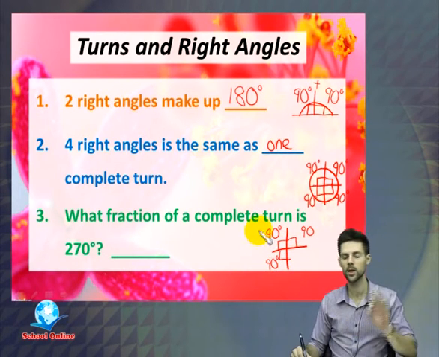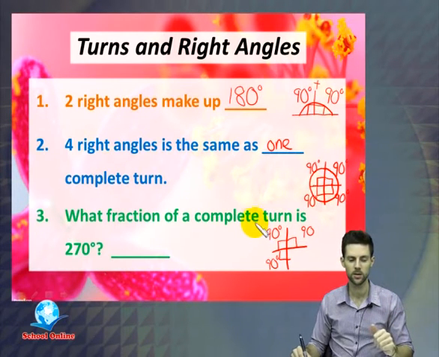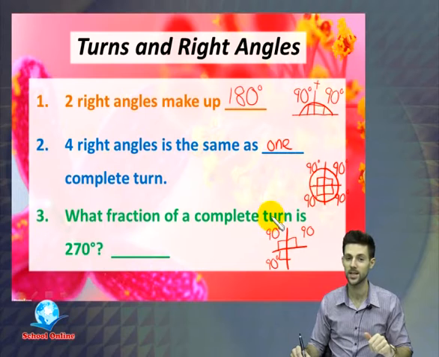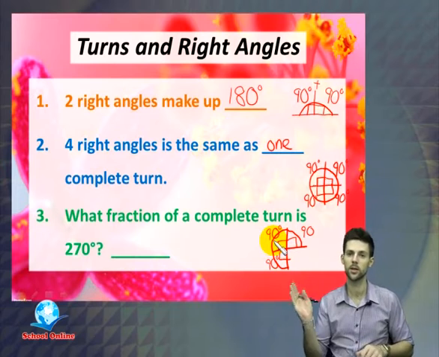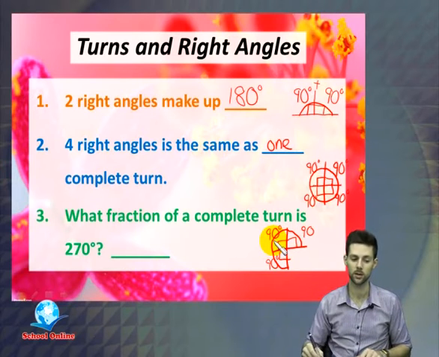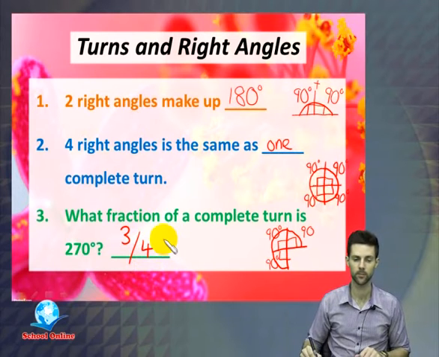So we know that 3 right angles is 270 degrees. So what fraction of a complete turn is that? So let's imagine we are turning here. 1/4, half, 3/4. We have turned 3/4 of a complete turn. So the fraction is 3/4 of a complete turn.